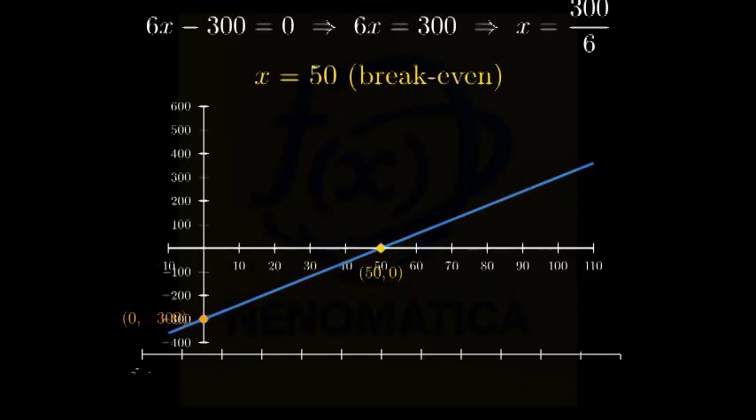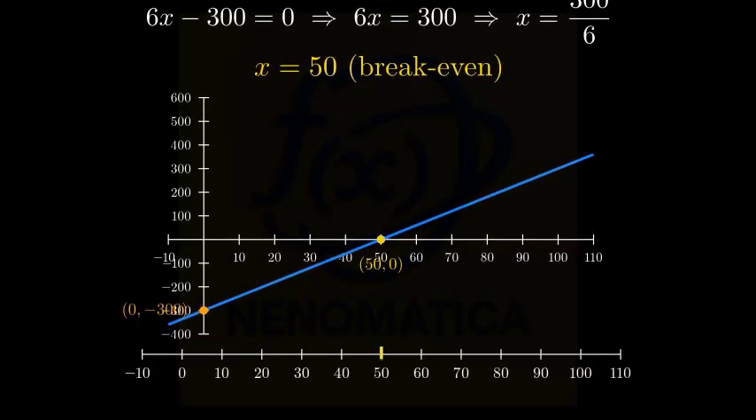Now the sign. Consider a number line for x with a marked point at 50. For x less than 50, substitute any convenient value like 0. The expression is minus 300, which is negative. For x greater than 50, the value is positive. So the profit is negative on the left, 0 at 50, and positive on the right.